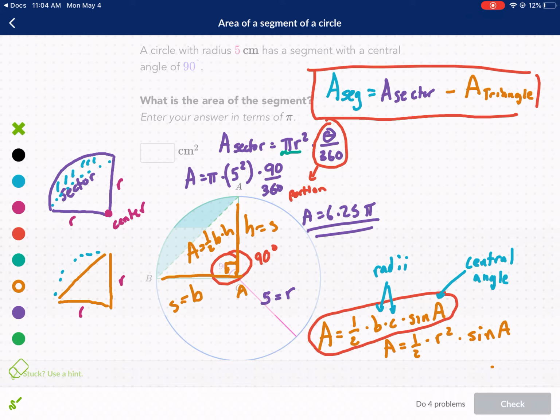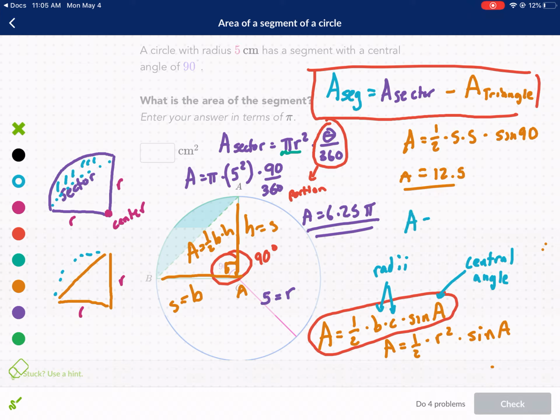I'm going to use the BC sine of A. If you want, you can use 1/2 base times height because it's 90 degrees, but I'm going to use 1/2 BC times sine of A. So 1/2 times 5, that's BC, and then sine of 90. When I type this into my calculator, sine of 90 is 1, so we just get 25 over 2, 12.5. That equals my area. So now I have the area of the sector, I have the area of the triangle, and now I just need to subtract them.